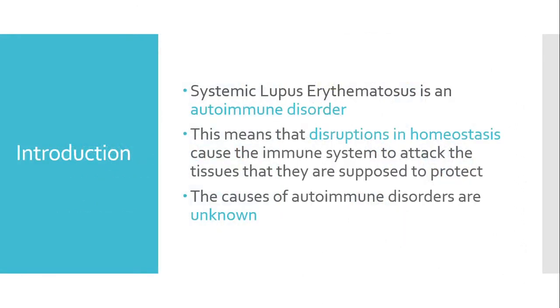Systemic lupus is an autoimmune disorder, and while scientists don't know the exact cause of systemic lupus, they do know that for some reason homeostasis in the body is disrupted, and this causes the immune system to begin attacking harmless tissues in the body which they are supposed to be protecting.